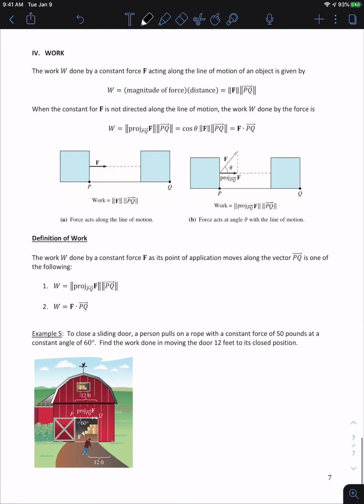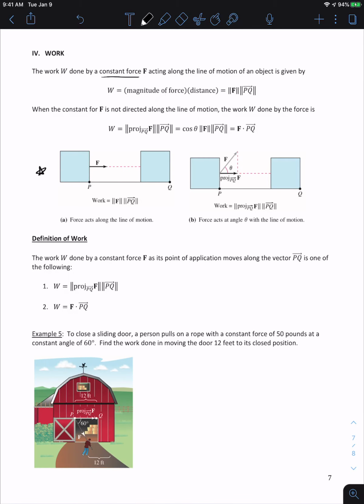So another cool application of vectors and the dot product is work. The work done by a constant force, so again, this is a constant force, not our integral force, when work is done by a constant force F acting along a line of motion, it is given by, remember, work is equal to the magnitude of the force times the distance, right? Force is a vector, so it's the magnitude of that vector times the distance, and it's a directed distance, so it's the vector PQ. And that is given by this picture here.